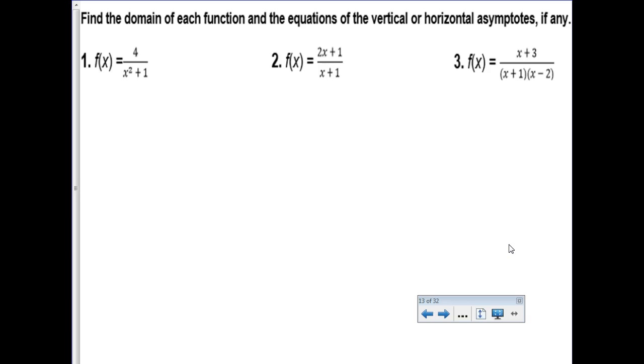So look at number 1 here. Is anything factorable? This is not factorable unless you want to use i's, and I don't want to use i's. So everything is technically as factored as it's going to get. So let's talk about how we find domain. I saw on my yellow card that the domain is when you say the denominator can't be 0.